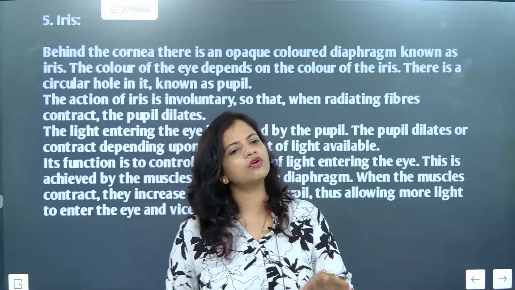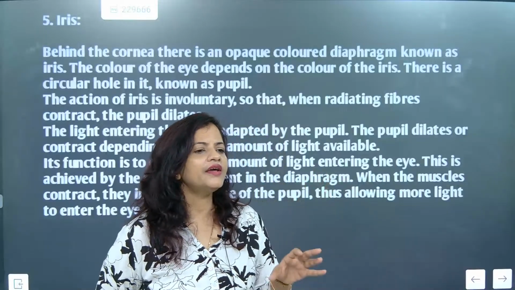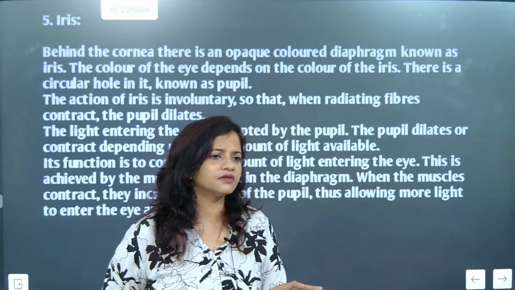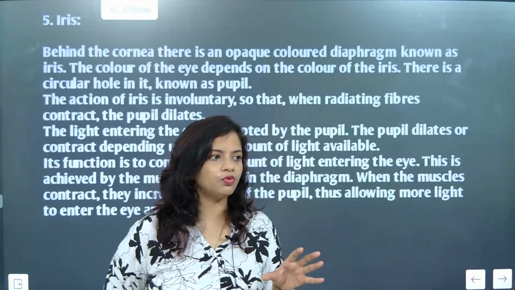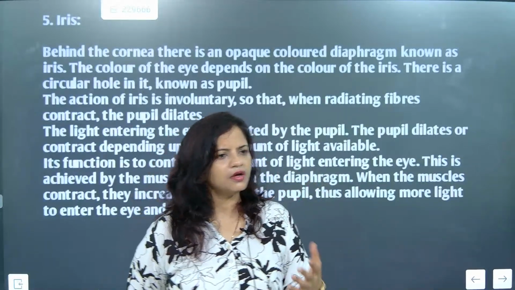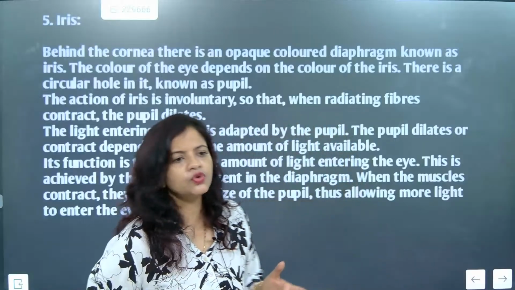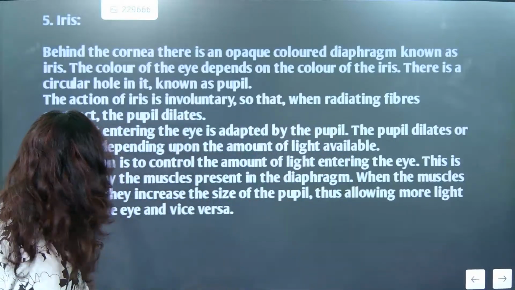Now is the iris contracting or relaxed? Sarvana, is the iris contracting or relaxed? Right now a bright room is there. Are you putting stress in your iris? No, the iris has involuntary action. Involuntary action means you are not controlling it. That's the most important point.